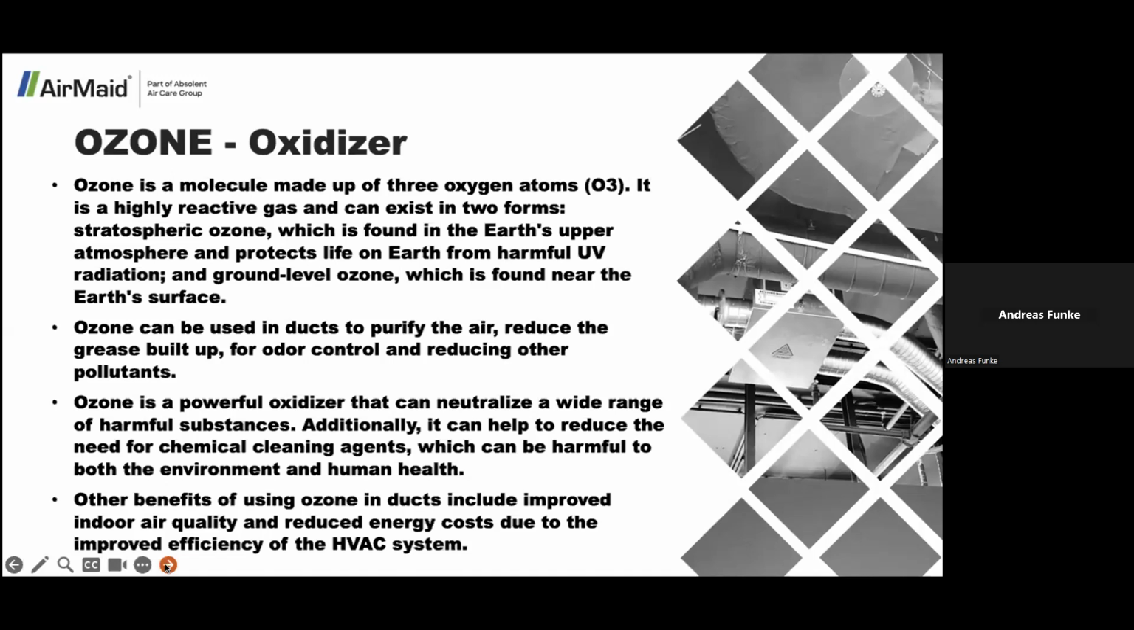You can use ozone in ducts to purify the air, because ozone is a very effective oxidizer. For commercial kitchen ventilation, it would be to provide cleaner ducts, preventing them from building up grease, controlling odor from the cooking process, and reducing other pollutants as well. Ozone is a very powerful oxidizer. It neutralizes a wide range of harmful substances. Other benefits would be, for instance, improved indoor air quality. We have seen this during the corona pandemic, and reduced energy cost due to improved efficiency of the HVAC system.